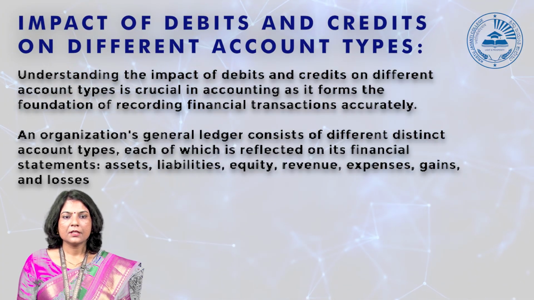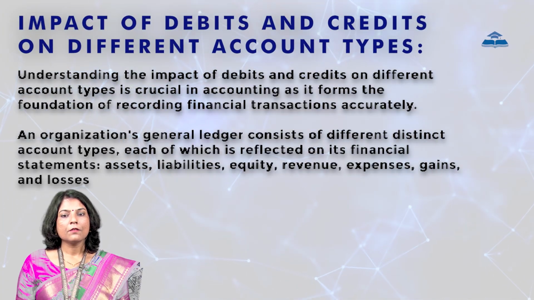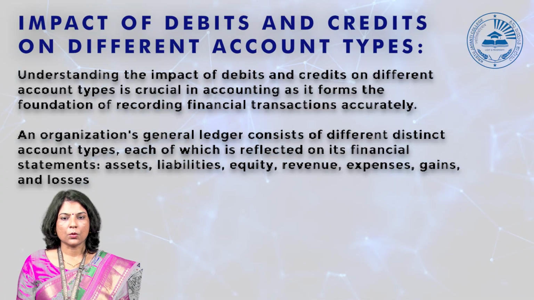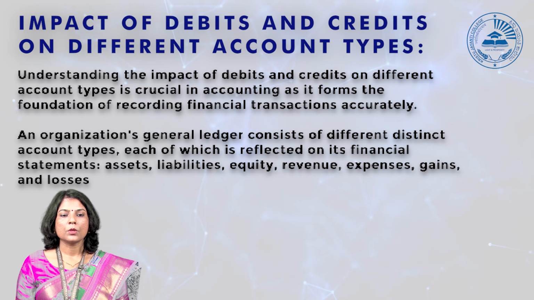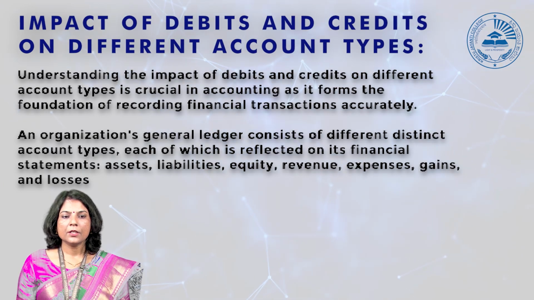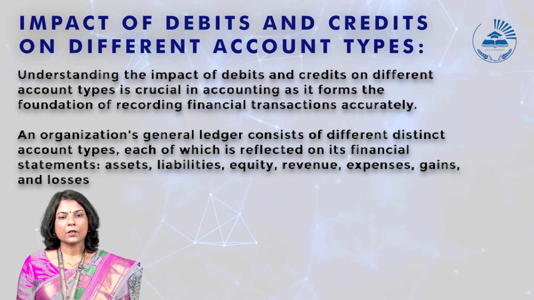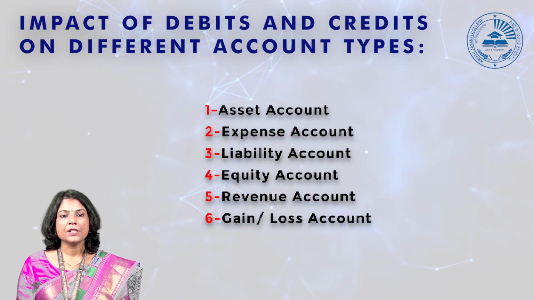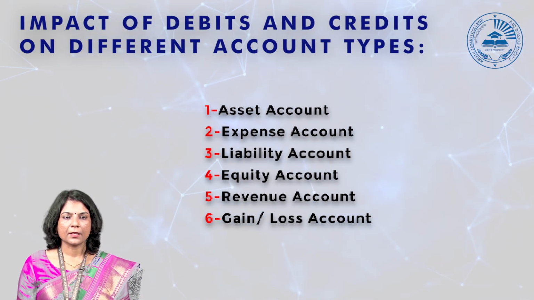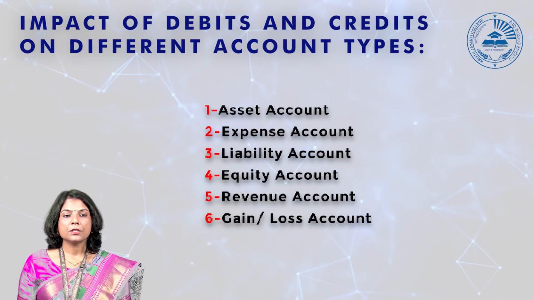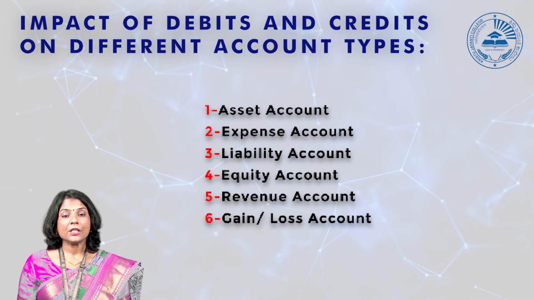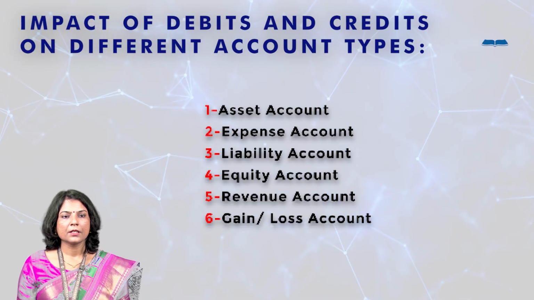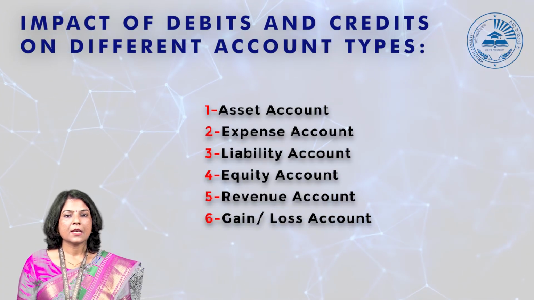In organizations, the ledger consists of different types of accounts. It may be an asset account, an expense account, a liability account, a revenue account, or a gain and loss account. So there are different types of accounts involved whenever we make any general ledger transactions. Now I will show how debit and credit impact each of these accounts. The first one is the asset account.